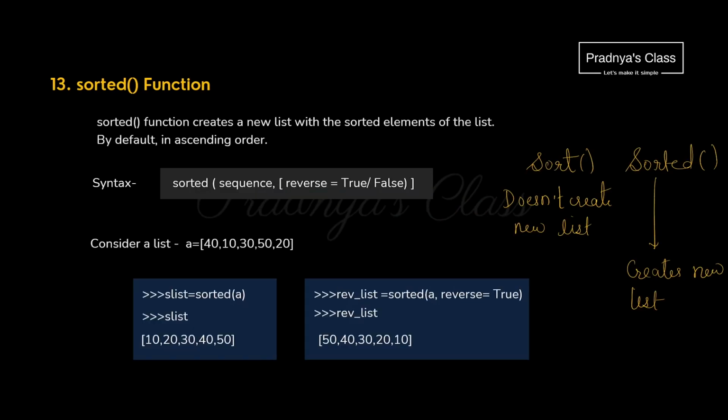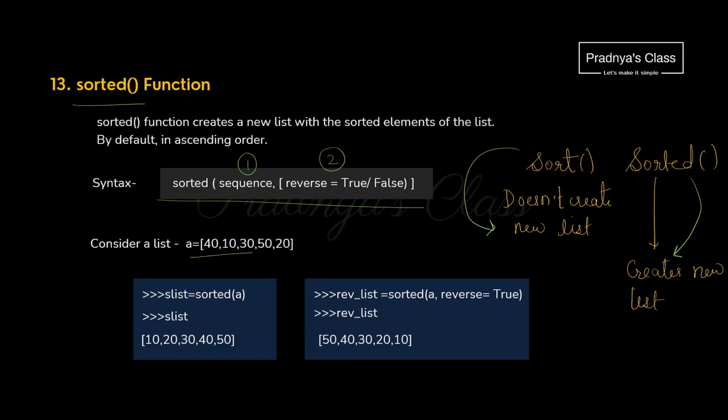Then we have one more method, sorted. It will create a new list. That is the difference between sort and sorted. Sort doesn't create a new list, it works on the original, but sorted will create a new list. Look at the syntax. There are 2 parameters. First is the sequence and then we have to give the value to reverse.